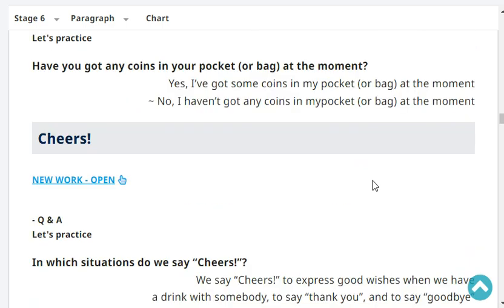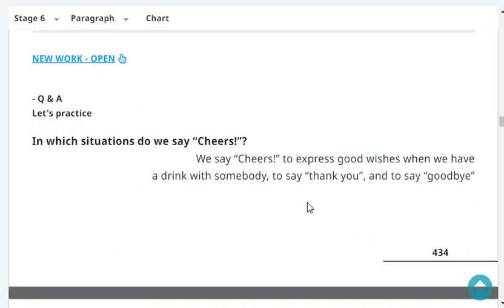In which situations do we say cheers? We say cheers to express good wishes when we have a drink with somebody, to say thank you and to say goodbye. Very good.